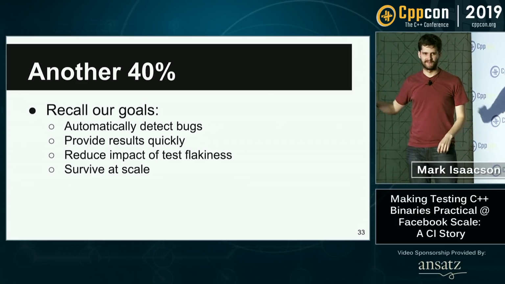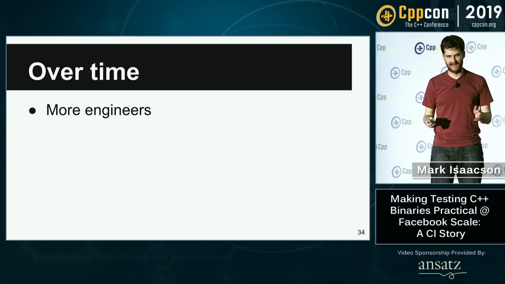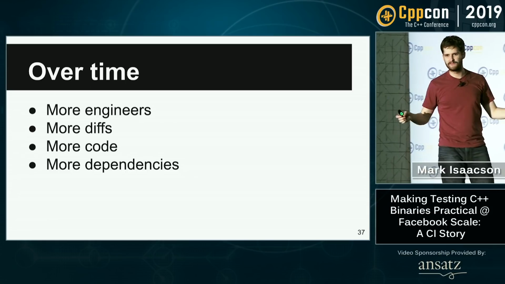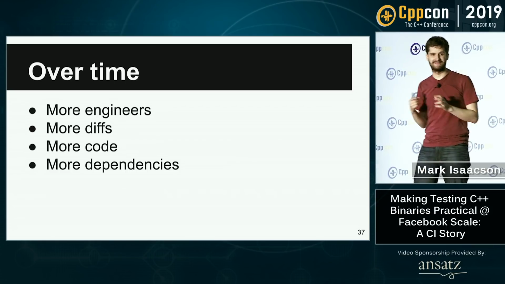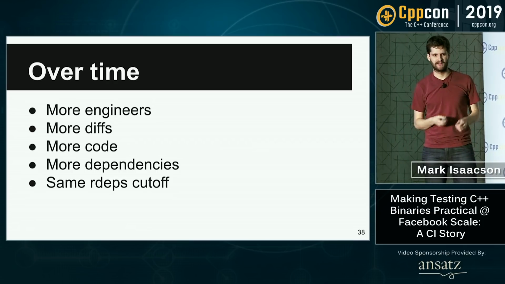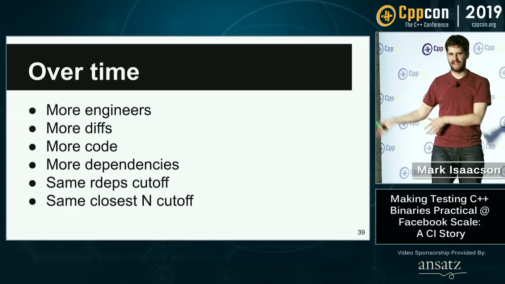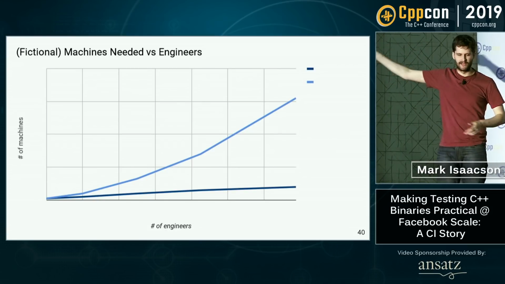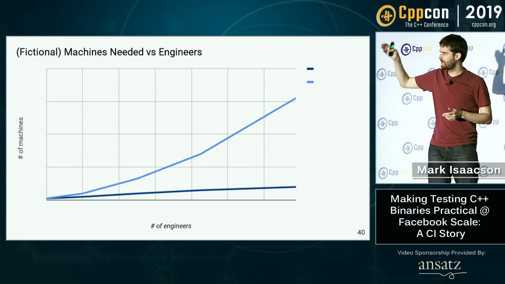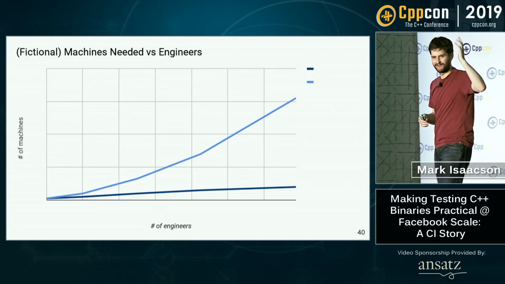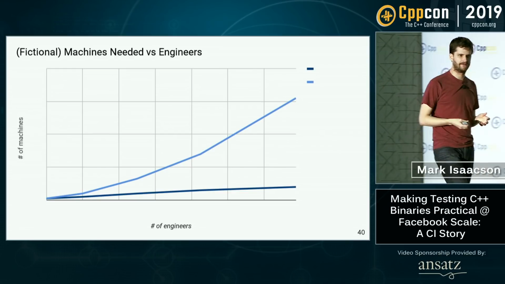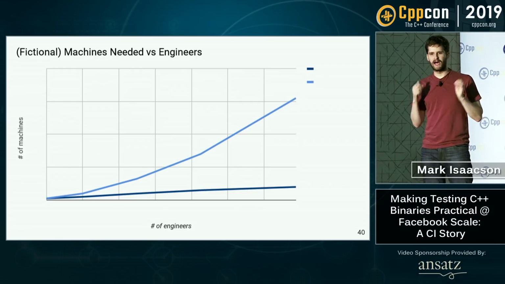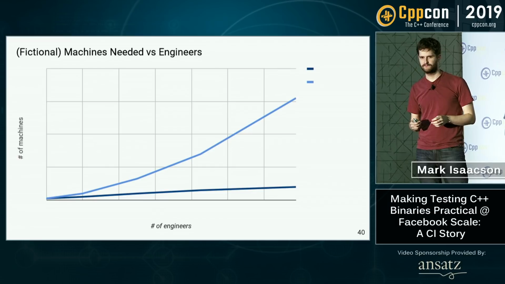All of this now lets us survive at scale. Now, forgive me, I'm going to spell out things that maybe are kind of obvious, but we're going to hire more engineers. They're going to write more diffs. There's going to be more code in the repository, and the code is going to be more interconnected. All of that scares me. What doesn't is that we now have a constant RDEPS cutoff. We now have a constant closest n cutoff. And that means that our future, fake data here, going over time, number of engineers, number of machines to support them, is going to look a lot more like that bottom line than that scary up and to the right line. Right? It's linear. We can deal with that. The key idea, and you may do this differently, is that we put an upper bound on the cost of a diff. That matters.